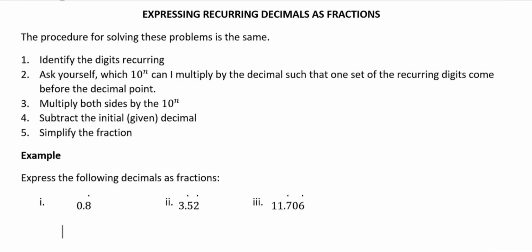When expressing recurring decimals as fractions, this is the procedure we follow. Number 1, identify the digits recurring. Number 2, ask yourself, which 10 raised to power n can I multiply by the decimal such that one set of the recurring digits come before the decimal point? In other words, should I multiply by 10, 100, 1000, 10,000, etc.? That's what I'm calling 10 raised to power n.